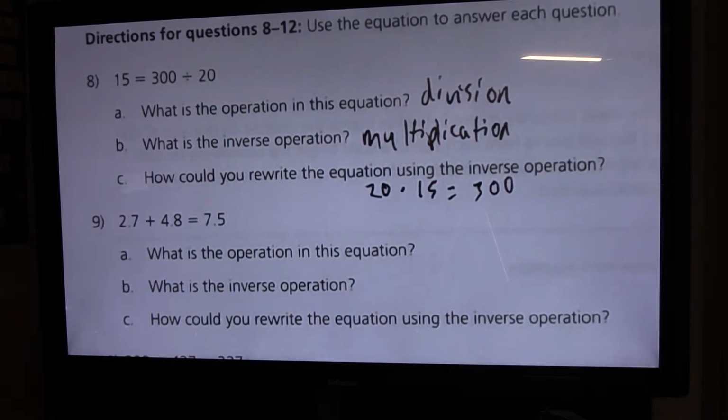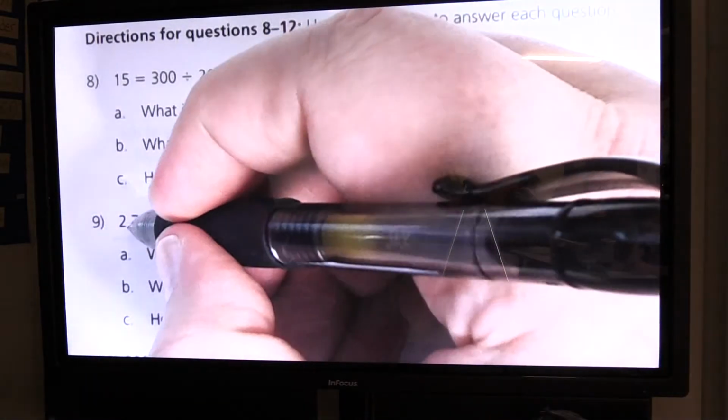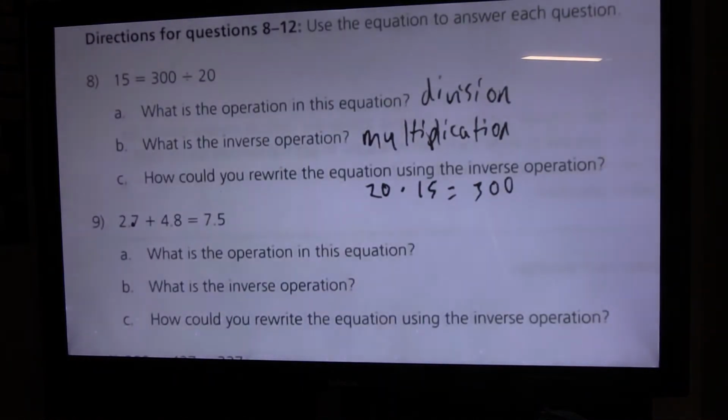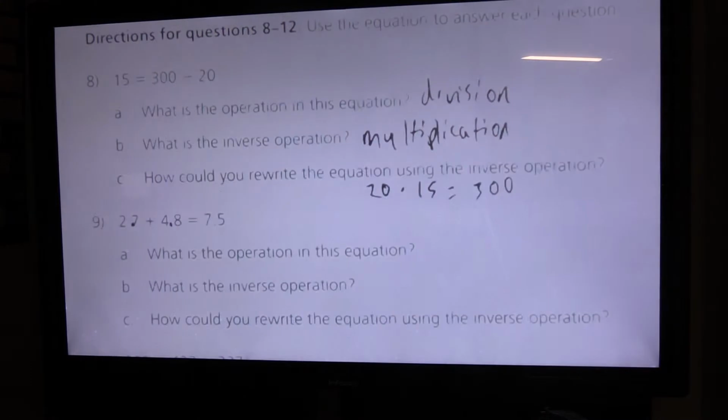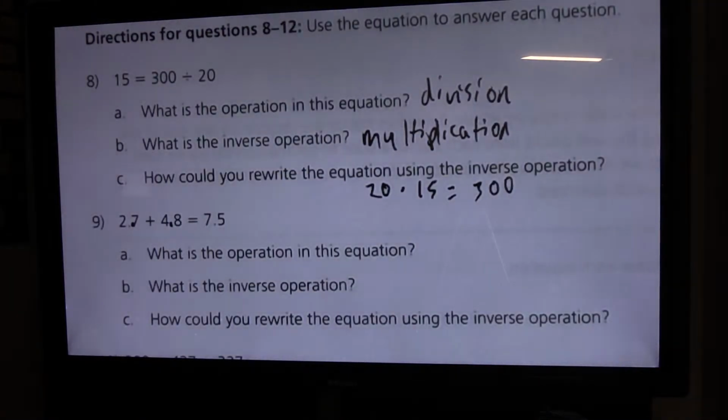That's required. We want to show the inverse operation, so we're going to have to multiply. At first I wanted to say 300 divided by 15 could work, but when it says using the inverse operation, I know that I had to multiply. Let's look at number 9. We have 2 and 7/10, if you can't tell that's a decimal point, 2.7 plus 4 and 8/10, this is also a decimal point, equals 7.5.